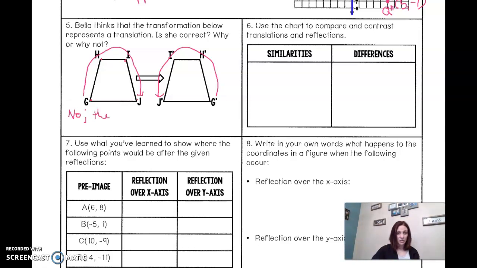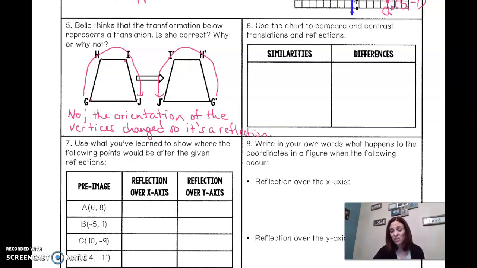The orientation of the vertices changed. So it's a reflection. I'm squeezing in. Okay, because the orientation of the vertices changed, it's a reflection.